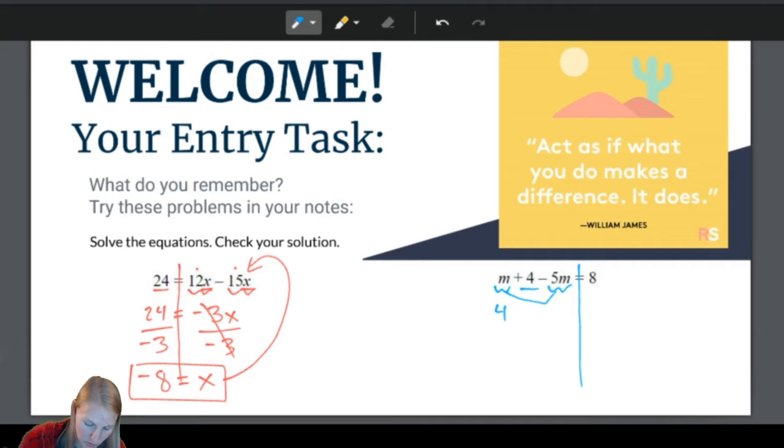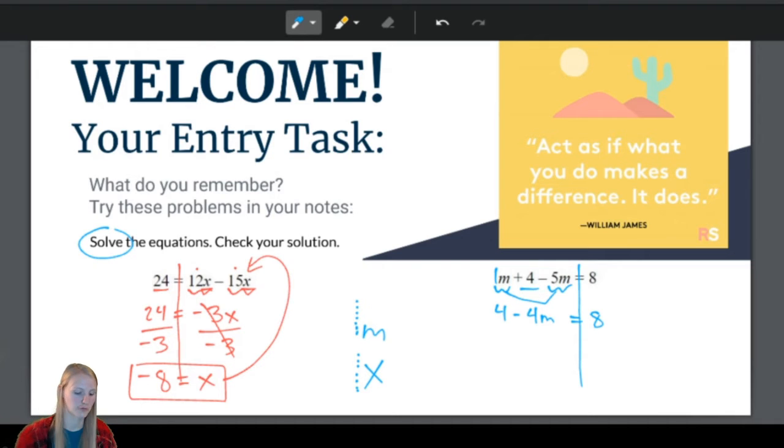I have 4, and then if I put these together, I have m minus 5m. So remember, if I just have m or I just have x, there's an imaginary 1 in front of it. So this is like 1m minus 5m. So 1 minus 5 is negative 4m. Don't forget that m. So perfect. We put our apples together and we have our orange as well. 4 minus 4m equals 8. We want to get m by itself. Remember, that's what solve means.